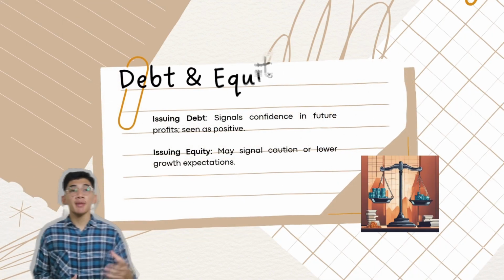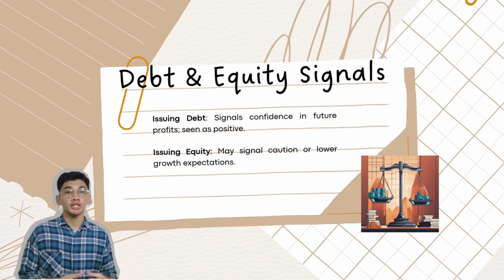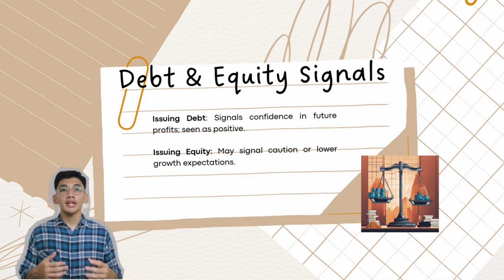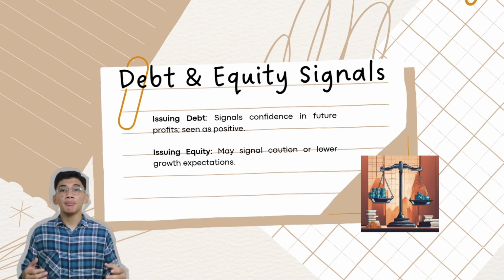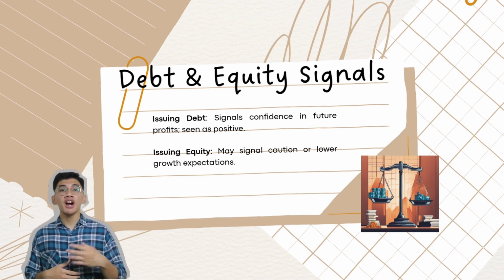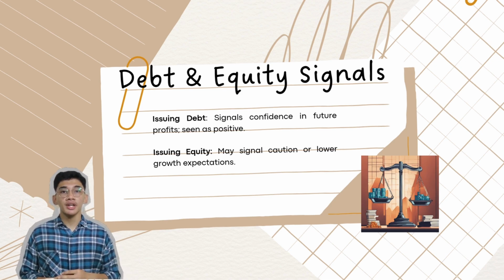Right now, I will tell you about debt and equity signals. Issuing debt signals confidence in future profits, as a positive. For example, borrowing money: if a company decides to borrow money instead of selling more shares, it's like the company is saying, we are confident we can make enough profit in the future to pay back the loan. Investors often see this as a positive sign because it suggests the company is stable and growing.